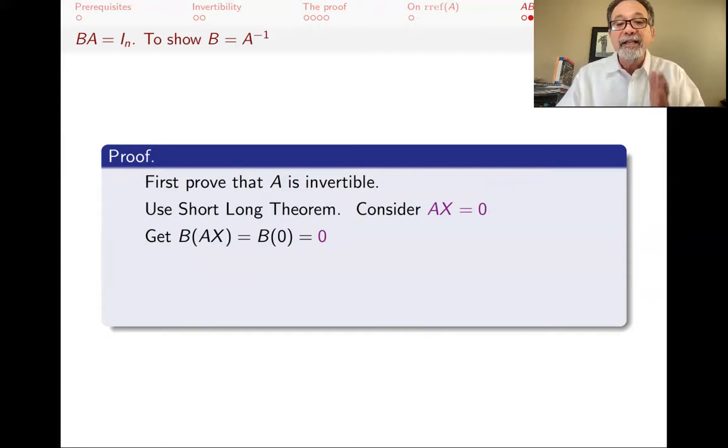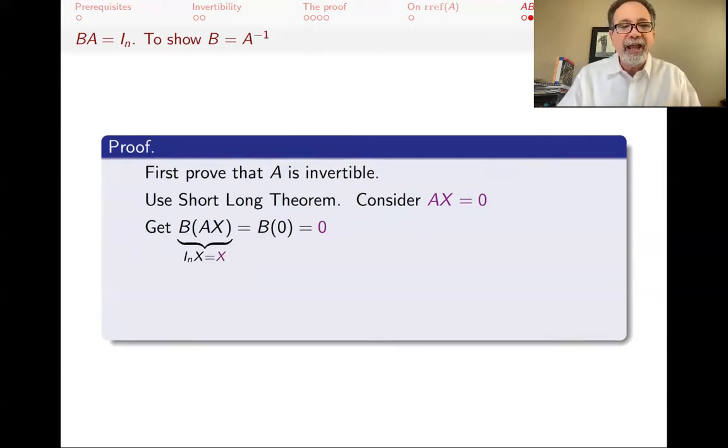So B times AX is 0. But on the other hand, B times AX is, you can switch the parentheses because, again, matrix multiplication is associative. So instead of B times AX, you can write BA times X, and BA is identity, because that's what we assume, that B times A is identity. And then identity times X is X. So B times AX is really X, and we just showed X is 0. So I just showed you that X equals 0 has one solution, and that has to be X equals 0. Because if you start with AX equals 0, you get that X is 0.